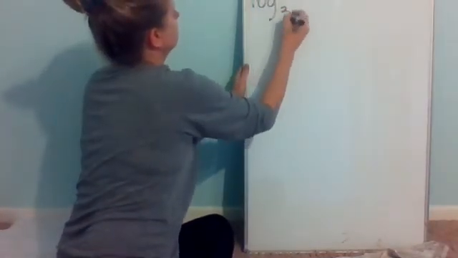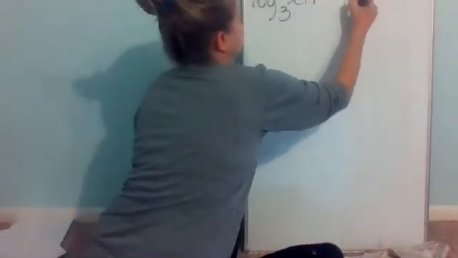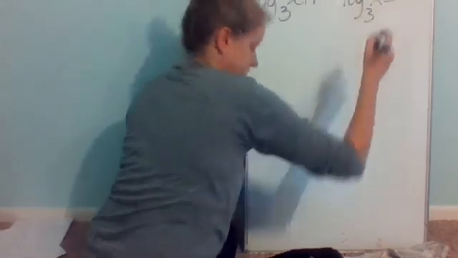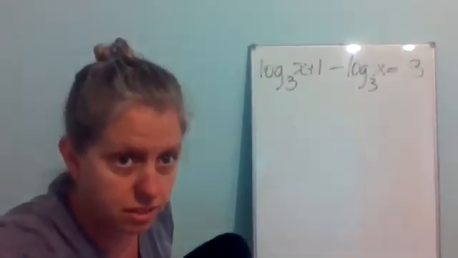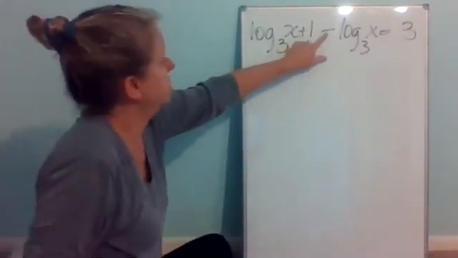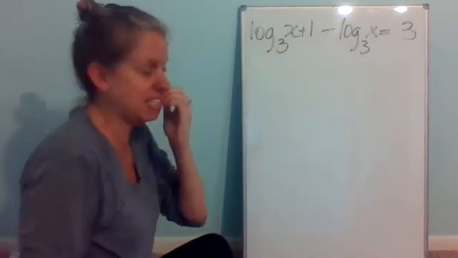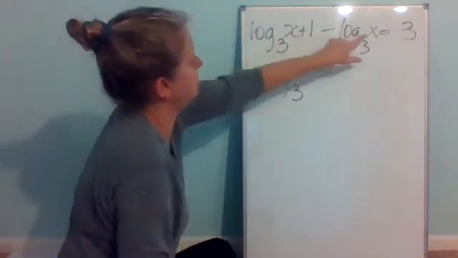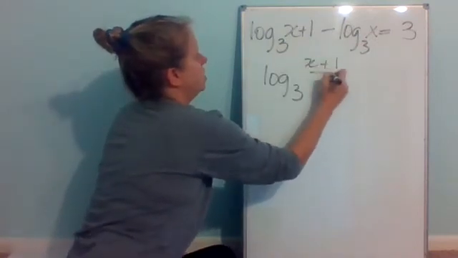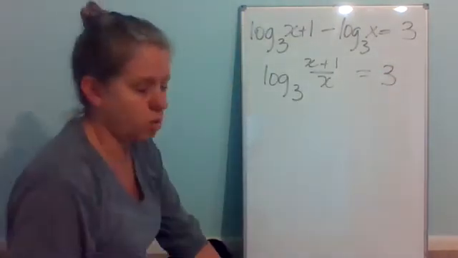Log base 3 of x plus 1 minus log base 3 of x equals 3. Oh, sorry. So again, it's subtraction of two logs base 3, so I can rewrite that as a single logarithm. So log base 3, I'll put this over that. So (x plus 1) over x equals 3.